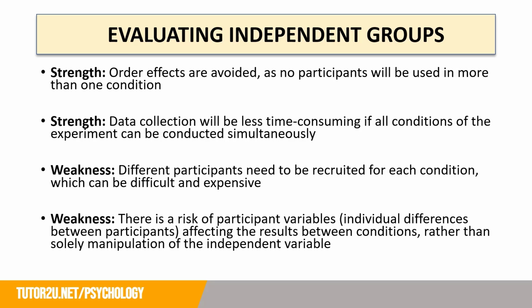Also, there is a risk of participant variables. Participant variables are individual differences between participants, and these might affect the results between conditions, rather than solely manipulation of the independent variable. So it might be to do with fitness levels of the participants, or age, or IQ scores, or gender. Any of these would be examples of participant variables.